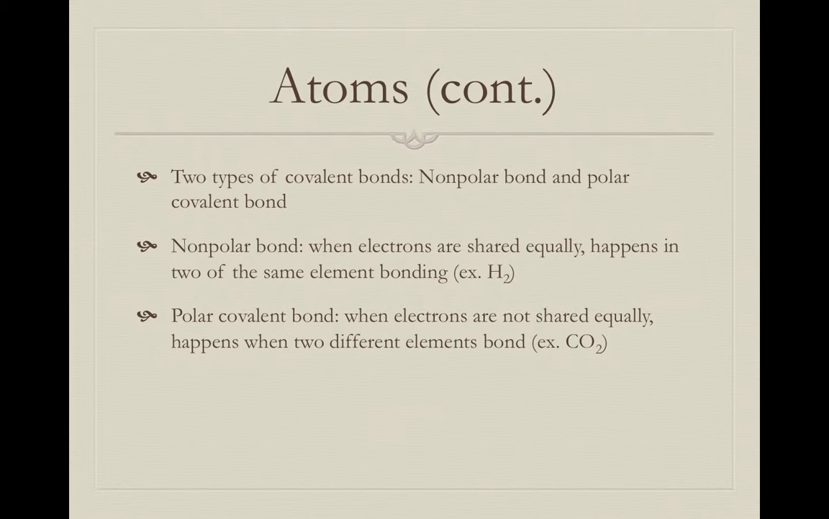One of the elements usually gets more of the electrons than the other element does. So in carbon dioxide, the oxygens are going to get more of the electrons than the carbons, and that's actually called electronegativity. And so elements like oxygen and fluorine, they have a higher electronegativity, meaning they're more likely to take away electrons.